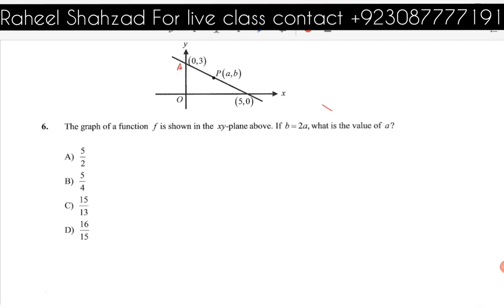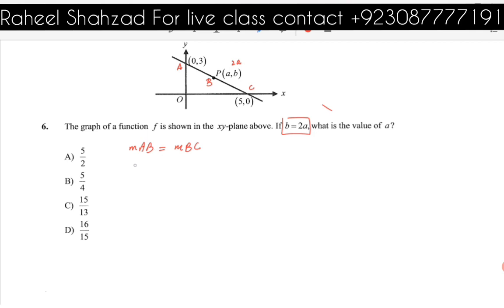Question number 6 is, it is given that this is point A, this is point B, and this is C. It is given that a graph of the function is shown in the xy plane. If B is equal to 2A, what's the value of A? So again, gradient of AB and BC and CA. So gradient of AB, let's put it equal to gradient of BC, right?